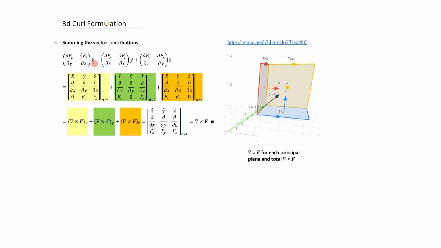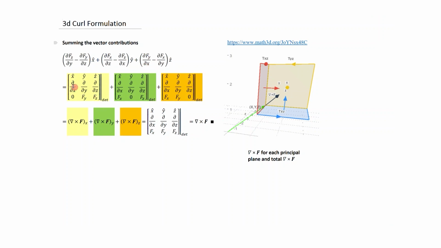All right, so here was the x contribution that was pointing in the x-hat direction. This is for the yz plane, this was for the xz plane, and this is for the xy plane. So what we can do is write this in determinant form. We could say that the x-hat component could be written in this form, the y-hat component in this form, and z-hat in this form.